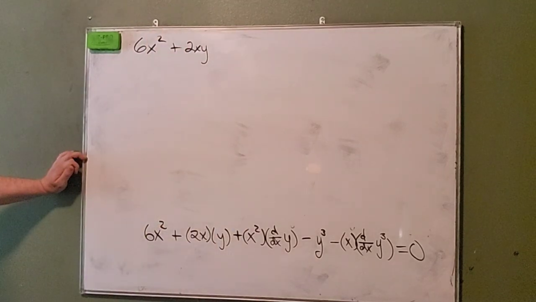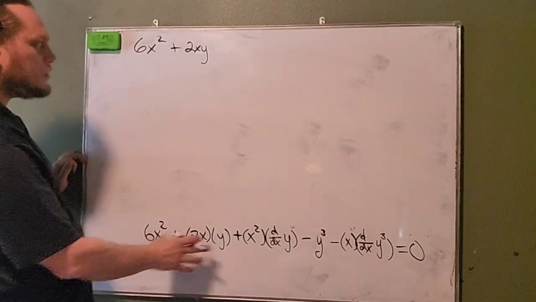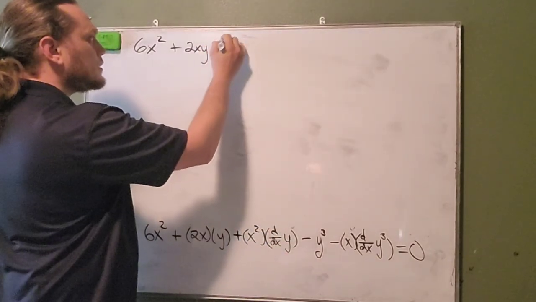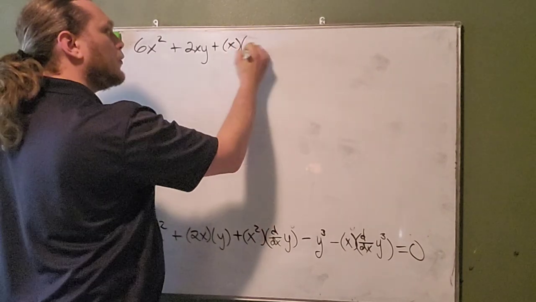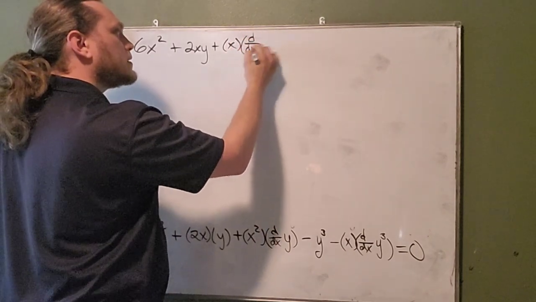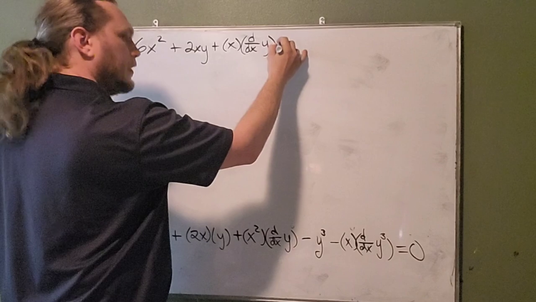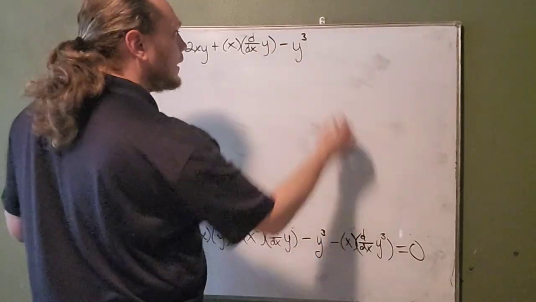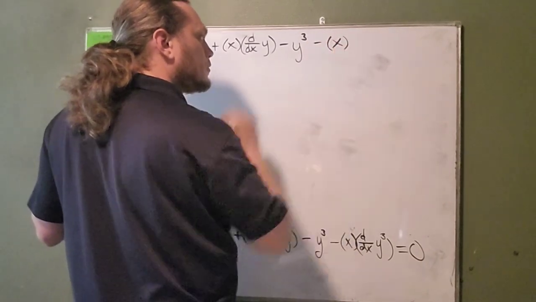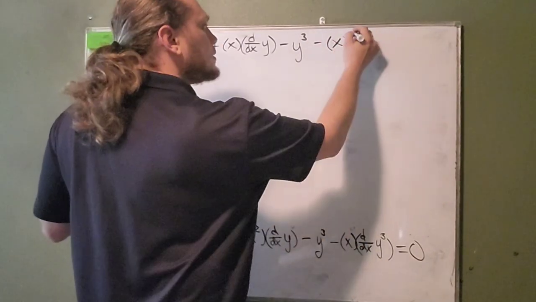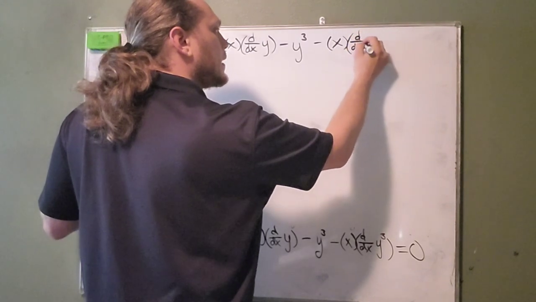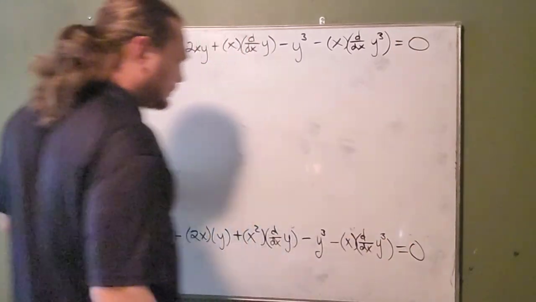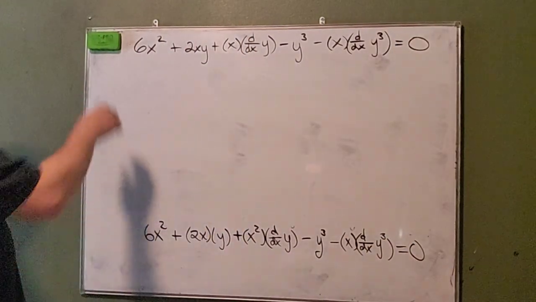Is that okay? And then we don't need those parentheses, right? And these terms are done. We're going to leave these terms alone. So now the next term is this product, x and the derivative with respect to x of y, and then we have minus y cubed, okay? And then we have minus, and the first factor there is x, and the second factor is the derivative with respect to x of y cubed. And remember, it's all equal to 0. Okay, so far so good.